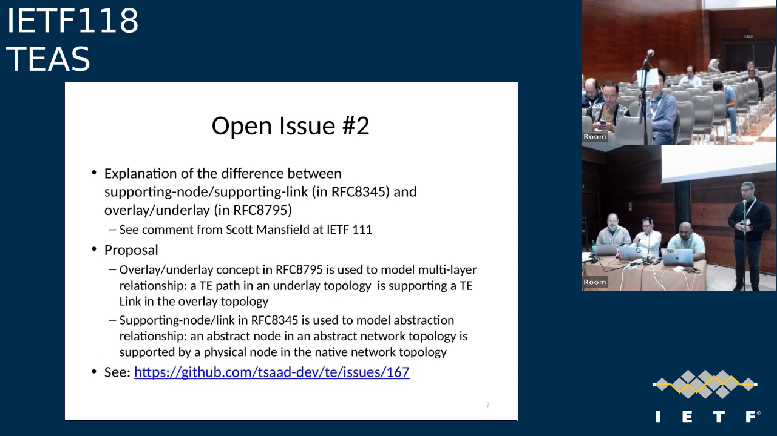Next one. The second open issue is that we got a comment from Scott during IETF 111 about the difference between supporting node and supporting link in RFC 8345 and overlay underlay in 8795. Based on our discussion, we think that the overlay underlay is mainly for the multi-layer relationship. So when you want to show that a path in the underlay network, like a TE tunnel, is supporting a link in the overlay network, then this is the construct to represent it. The supporting node and supporting link of 8345 are mainly for abstraction. If I want to say this abstract node is supported by these underlying physical nodes, that's the use of this association.